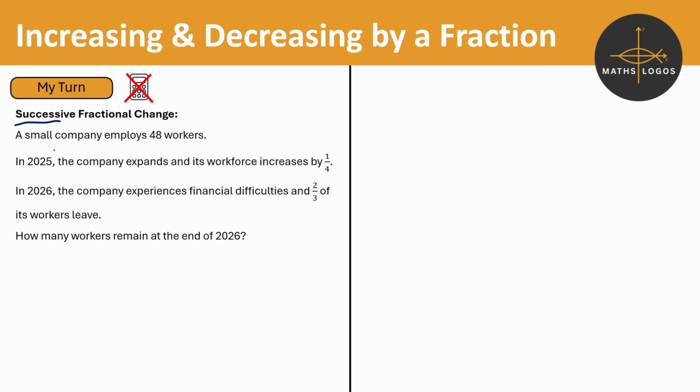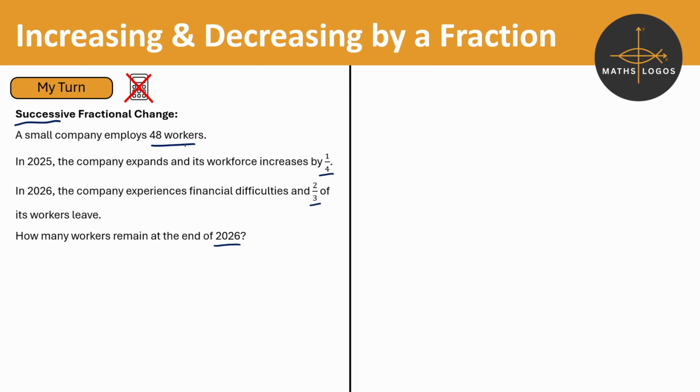Let's have a look. A small company employs 48 workers. In 2025, the company expands and its workforce increases by 1/4. In 2026, the company experiences financial difficulties and 2/3 of its workers leave. How many workers remain at the end of 2026?